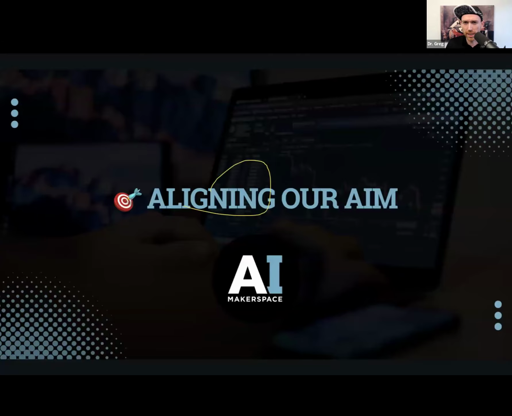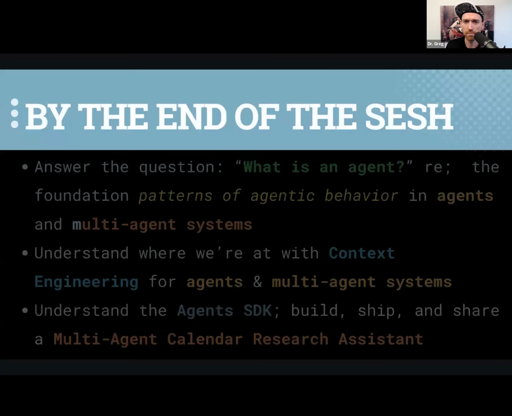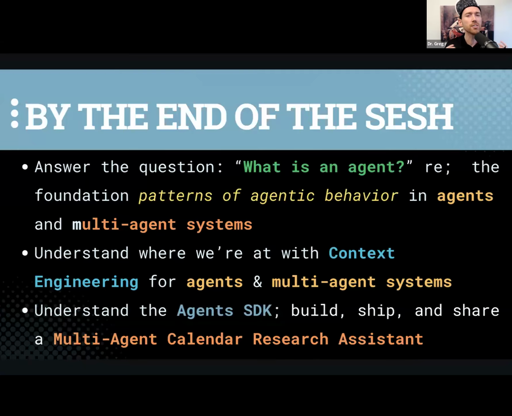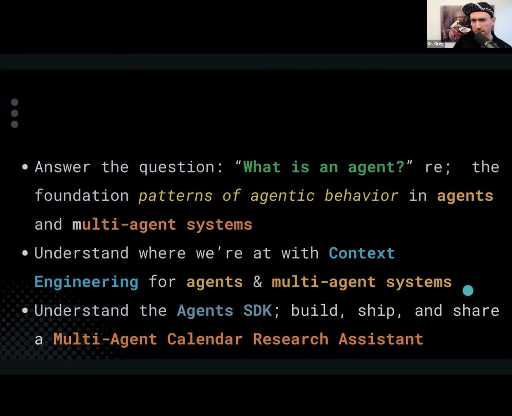All right, so we got a real lightning lesson for you today. This is a big topic, and we're going to cover it all. If it doesn't make sense to you, we got tons of resources to go deeper, but today we want to answer the question, what is an agent? We want to understand this in context of the foundational, fundamental patterns of agentic behavior. We want to also understand where we're at in September 2025 in terms of context engineering for agents and multi-agent systems. We're going to use the Agents SDK from OpenAI to build, ship, and share a multi-agent calendar research assistant. Let's get into it, everybody.